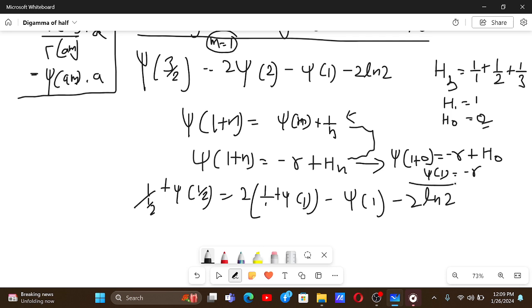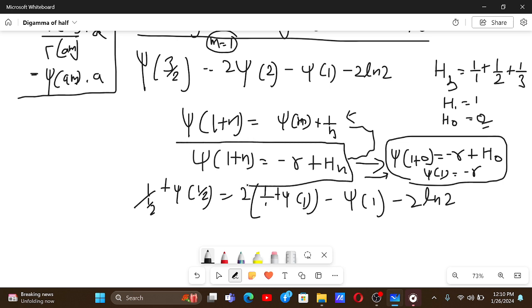minus the Euler-Mascheroni constant. But this derivation might not seem obvious to you, and if it doesn't, I will link a video over here where I have derived this formula from level 0, and that will help you understand how the Euler-Mascheroni constant comes. I have already linked the video over here.